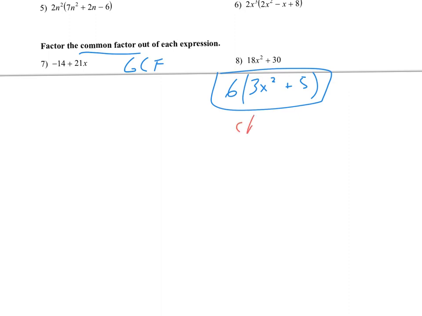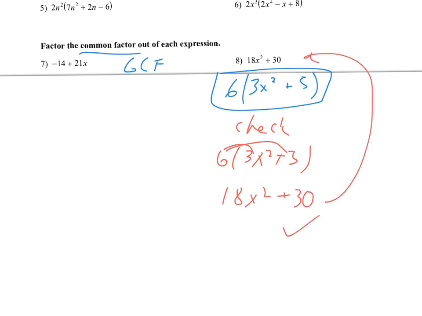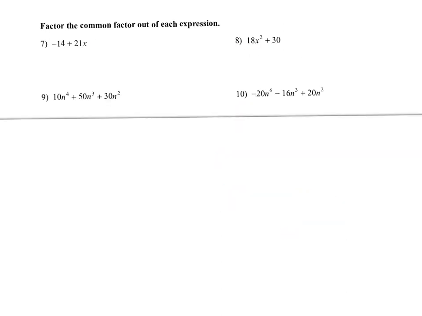You can always check this, though, by distributing it back in. So I think that's always a good idea. And so if you distribute it back in, you get 18x squared. And then this would be plus 30, which is the original question, which means that I did it right. All right, same idea here.